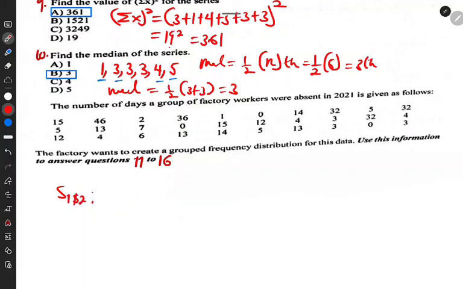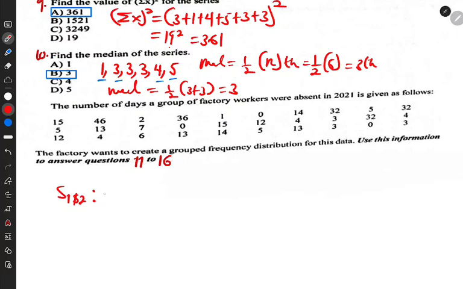Okay, so step 1 says that first you have to locate the highest value and then the lowest value. So looking at this set of data, you can clearly see that the highest value here is 46, right? And the lowest value is 0. You can cross check and see.